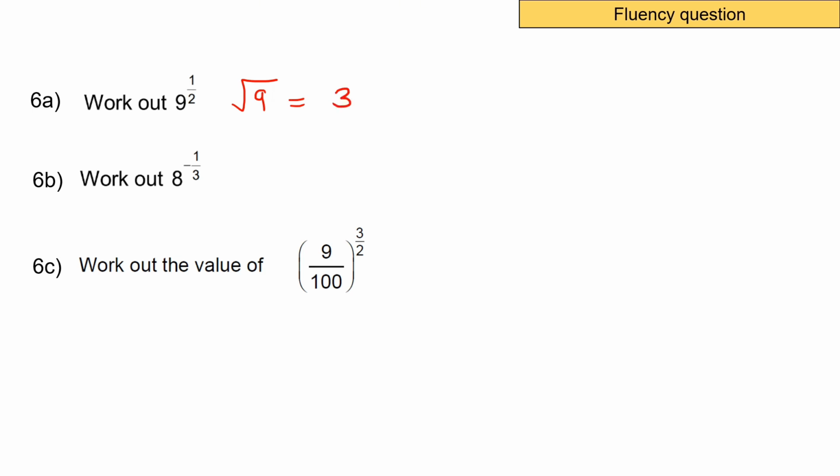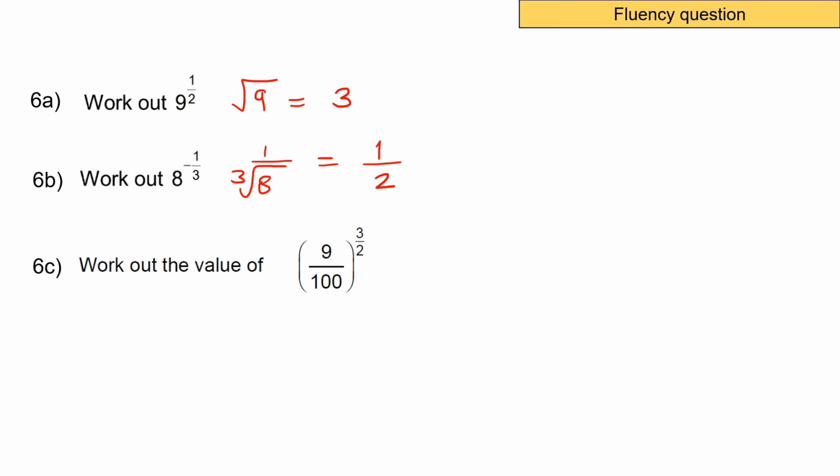8 to the power of negative 1 out of 3, so cube rooting 8. But then this is a negative power, so that means I'm going to need to write it down as a reciprocal. So it's going to be 1 out of cube root of 8. So 2 cubed is going to give me 8. So it's going to be 2 then, 1 out of 2.